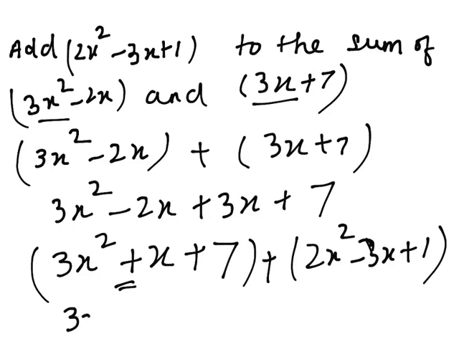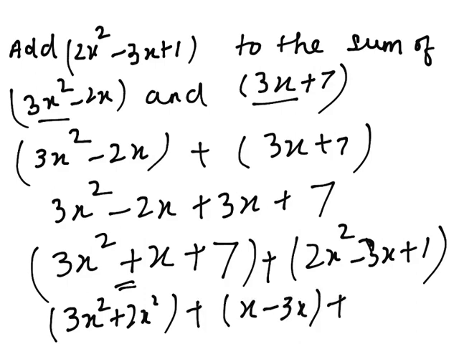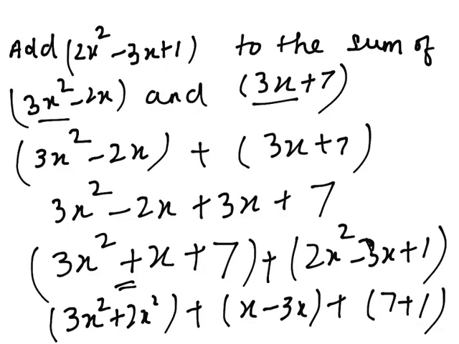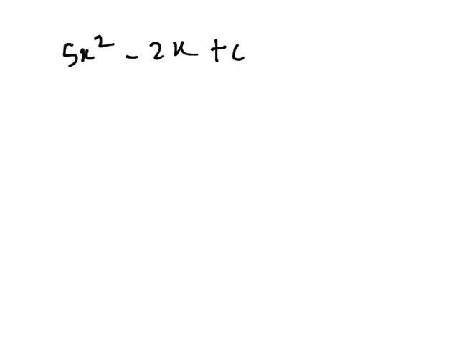Collect the like terms. It will be 3x square plus 2x square, plus x minus 3x, plus 7 plus 1. So 3 plus 2 will give us 5x square. x minus 3x will be minus 2x. And 7 plus 1 will be 8. So the answer of this expression is 5x square minus 2x plus 8.